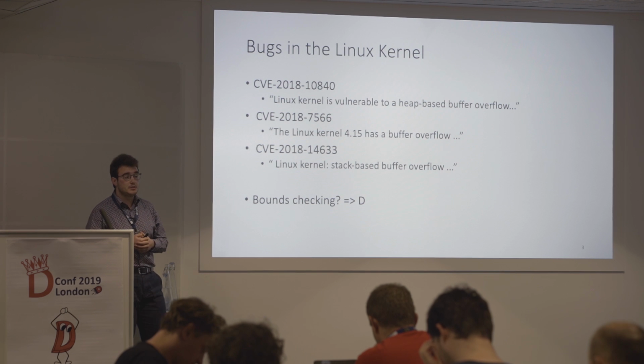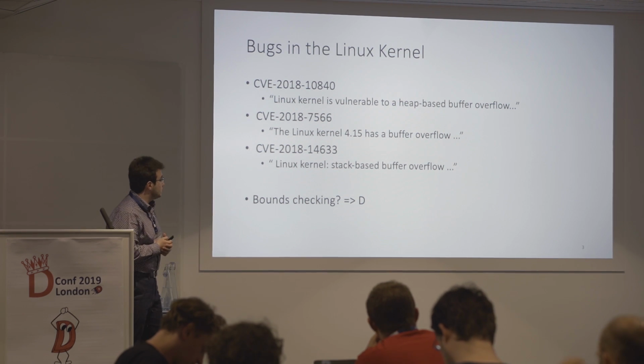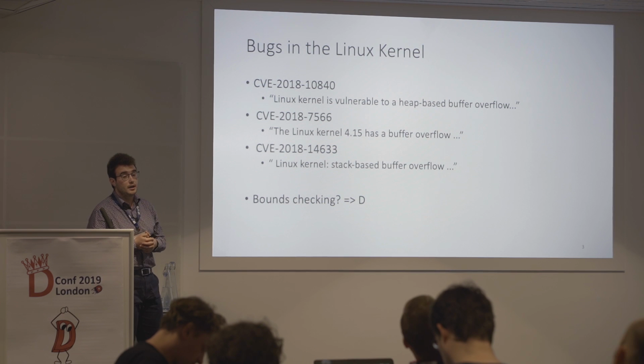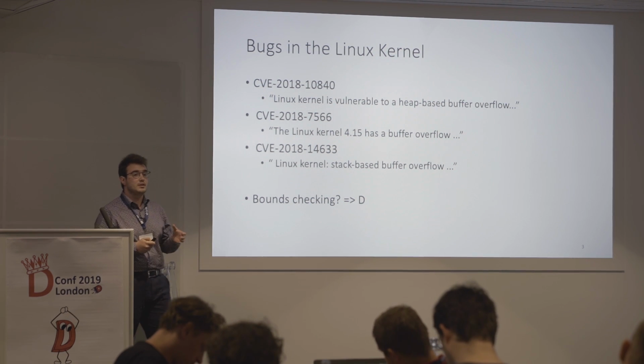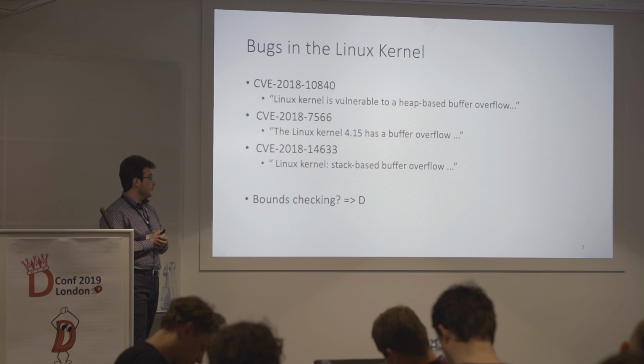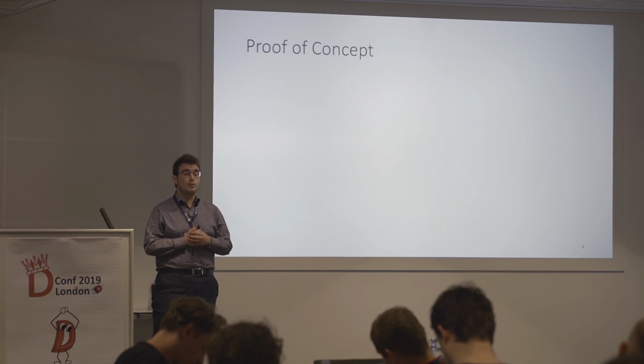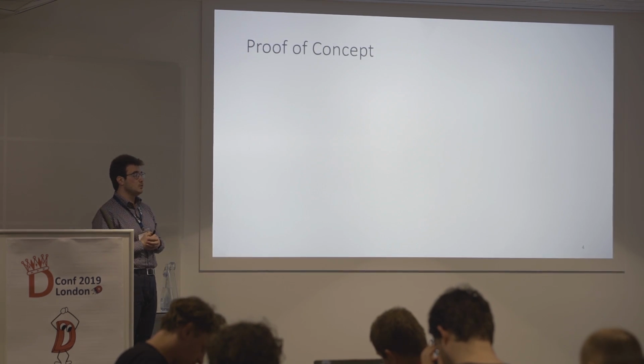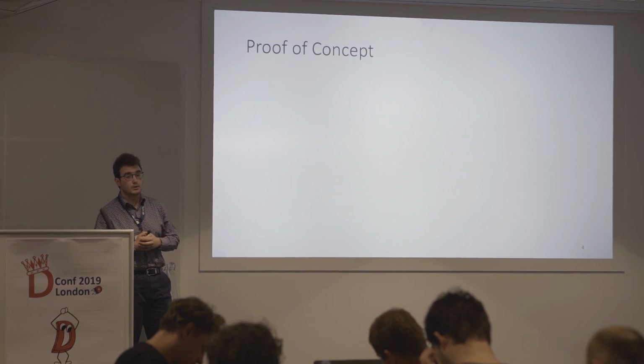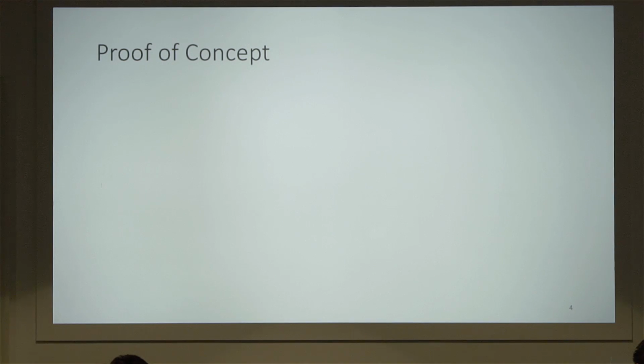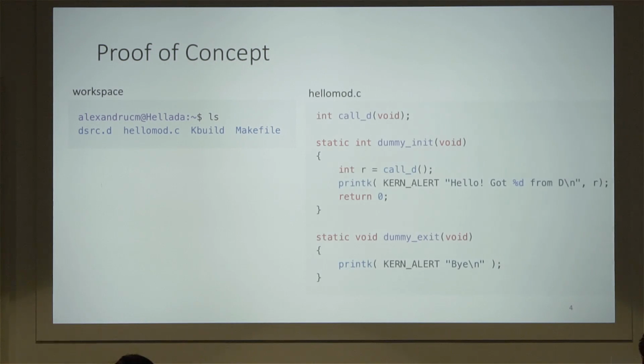To find out how it is really like in practice, we decided to introduce D code in the existing C code base of the Linux kernel. But before doing that, we wanted to be sure that it's really possible to use D code in a kernel module. So we tested with a dummy one. Here's how our workspace looked, and this is our dummy module. It has just an init function where a function implemented in D is called, this one from here.